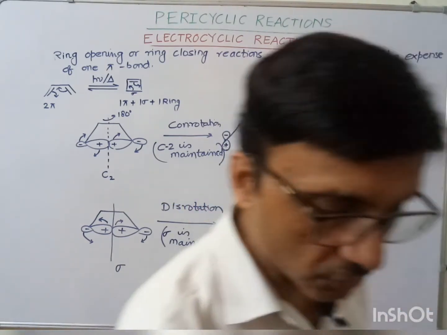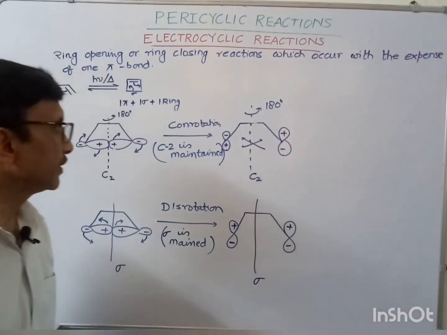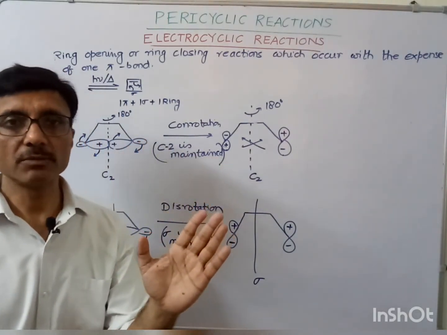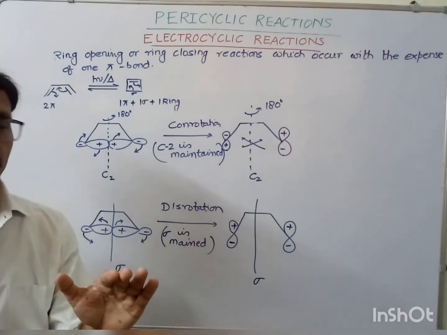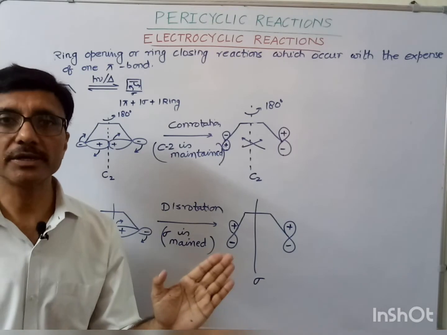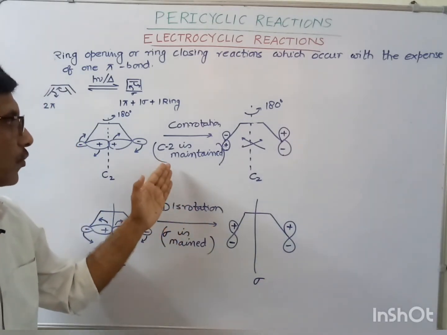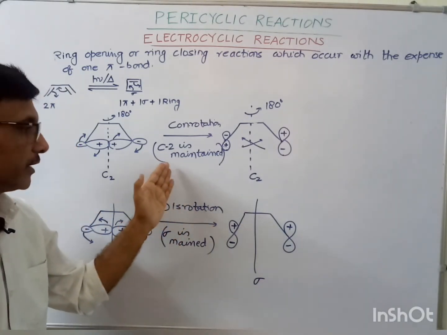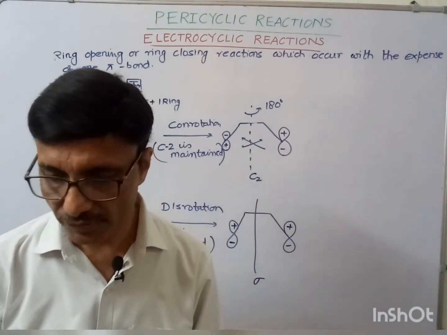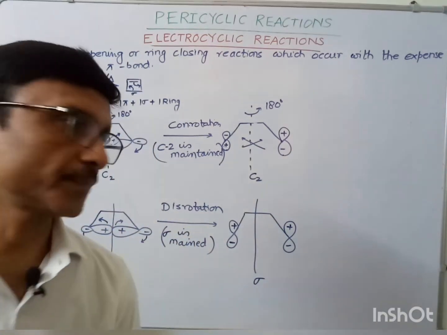So the final conclusion that we have seen: what is conrotation? When orbitals move in the same direction. What is disrotation? When both orbitals move in different directions. During conrotation, C2 is maintained. During disrotation, sigma is maintained. So we should be very clear on this.